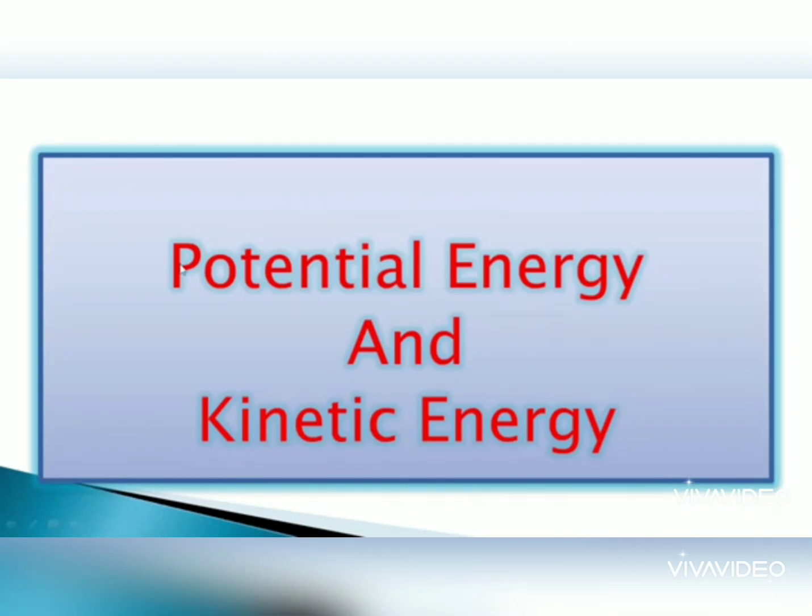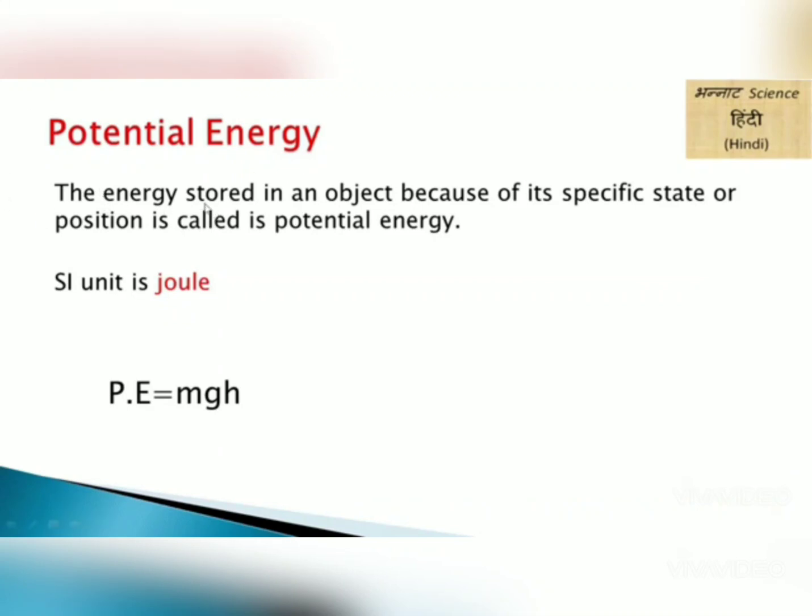I hope you all have understood the different forms of energy. Let us now see the two forms of mechanical energy, potential energy and kinetic energy. The energy of a body at rest is called potential energy. Let's understand it more clearly with the definition. The energy stored in an object because of its specific state or position is called potential energy. The SI unit of potential energy is joule, and the formula for potential energy is mgh, where m stands for mass, g stands for gravity, and h stands for height. It means the greater the height of an object, the greater is the potential energy.